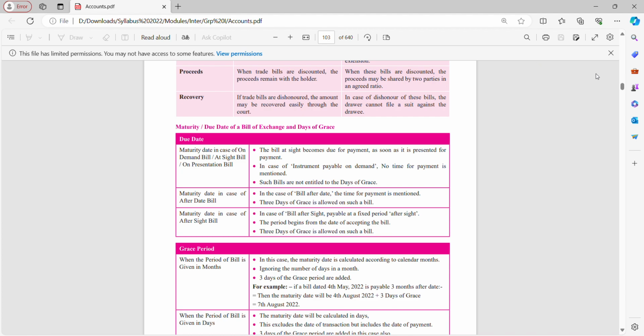So maturity date in case of on demand bill, at sight bill, on presentation bill. So we have demand bill, at sight bill, on presentation bill. Very, very important. This chapter is a little difficult and very important. The bill at sight becomes due for payment as soon as it is presented for payment. At sight means what? Today I am presenting for payment, so today it will become due. In case of an instrument payable on demand, no time for payment is mentioned. Such bills are not entitled to days of grace.